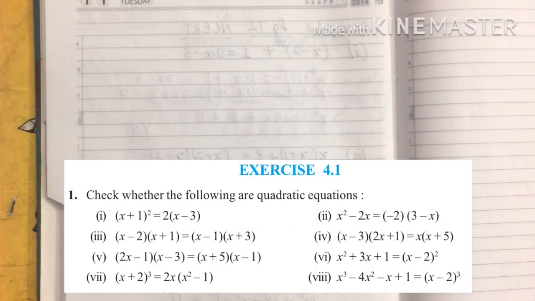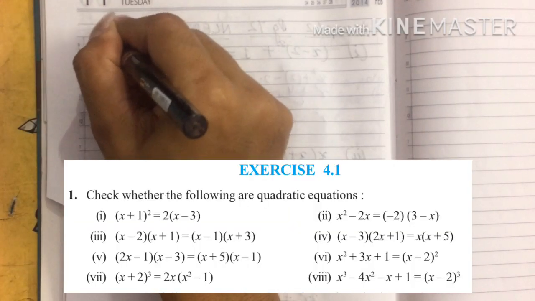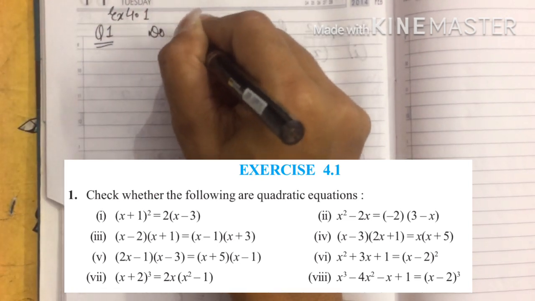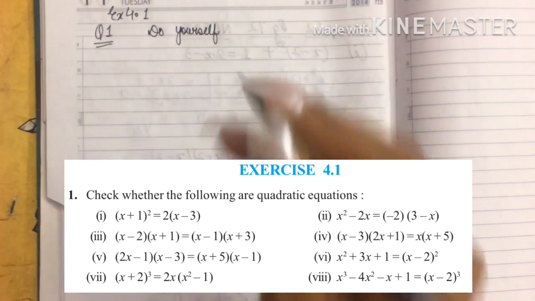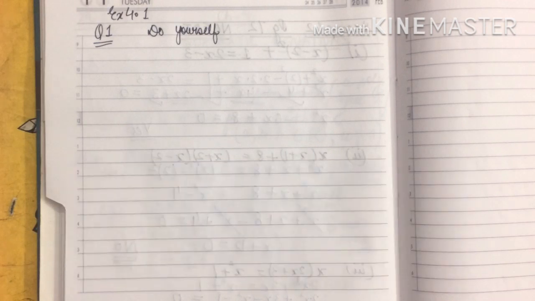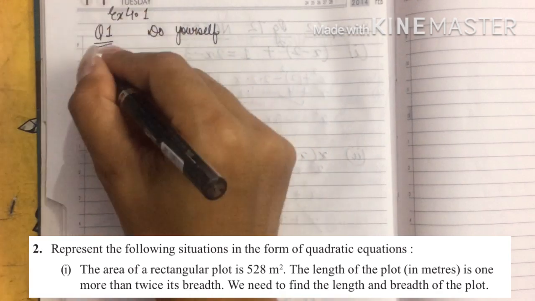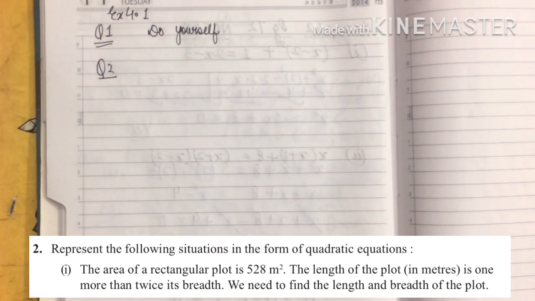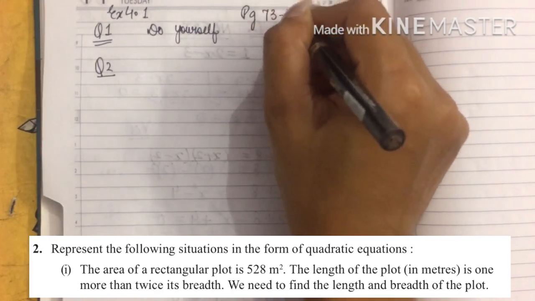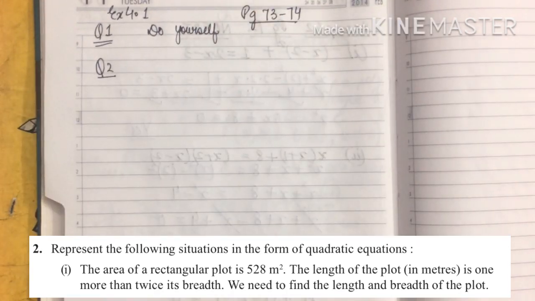Now based on example number 2, you will be doing question number 1 of the exercise yourself. In case you have problem with any of the parts, just let me know. I will share the solution with you. Now we are moving on to question number 2 of the exercise. Exercise 4.1, it's on page number 73-74. In question number 2, you have to represent the situations in the form of quadratic equations.